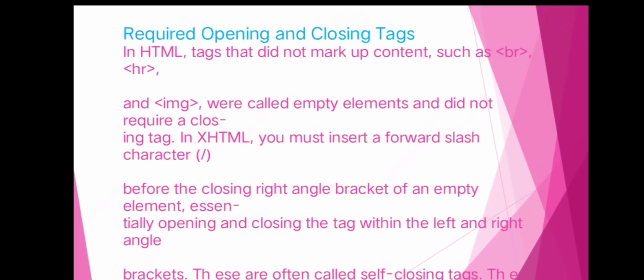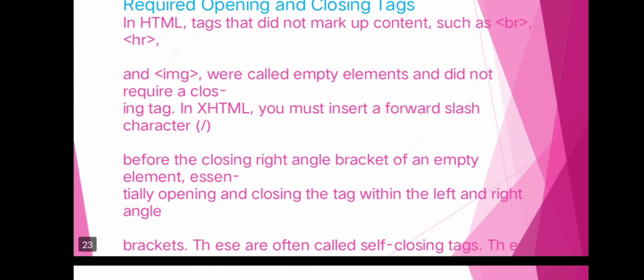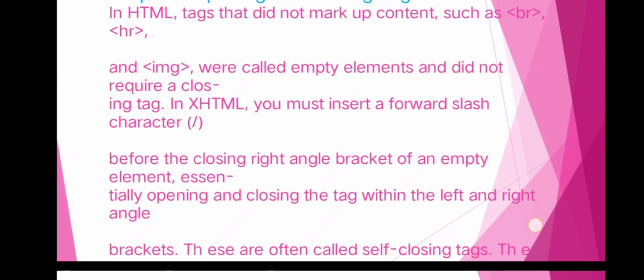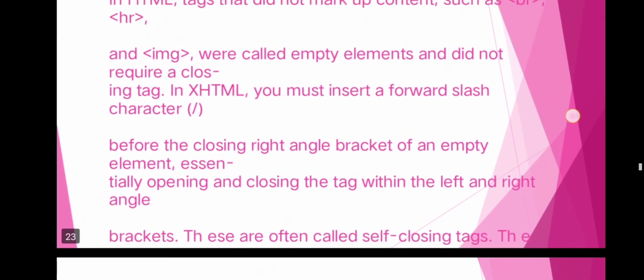Third, opening and closing tags. In HTML, tags that did not mark up content, such as BR or HR and IMG, were called empty elements and did not require a closing tag. In XHTML, you must insert a forward slash character before the closing right angle bracket of an empty element, essentially opening and closing the tag within the left and right angle brackets. These are often called self-closing tags.